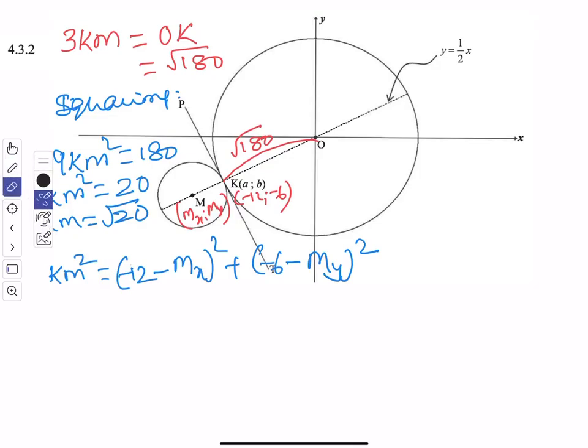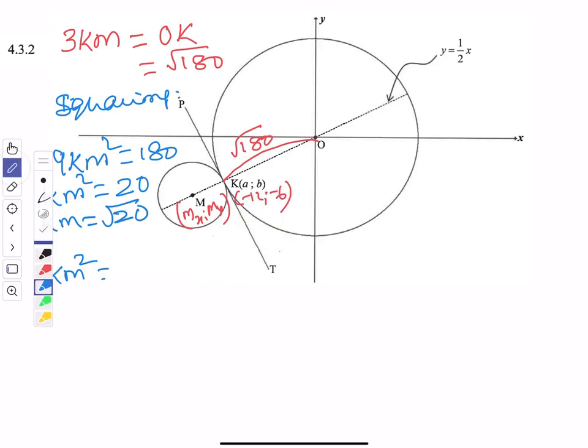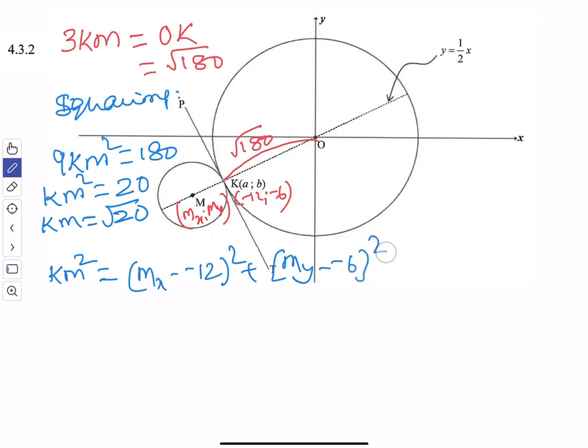To remove the negatives, I change the entire equation and write (Mx plus 12) the whole squared plus (My plus 6) the whole squared, which is equal to KM squared, that is 20. Now I got this equation, and I'm calling it equation number 2.